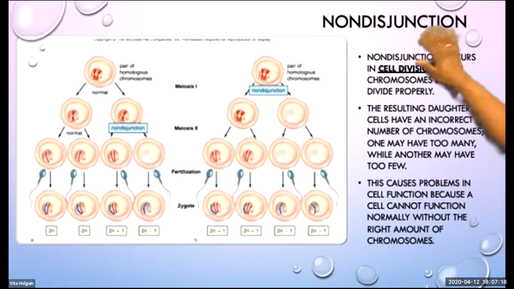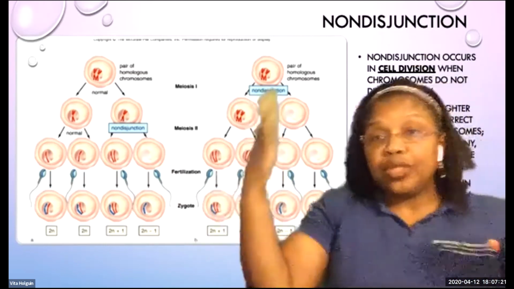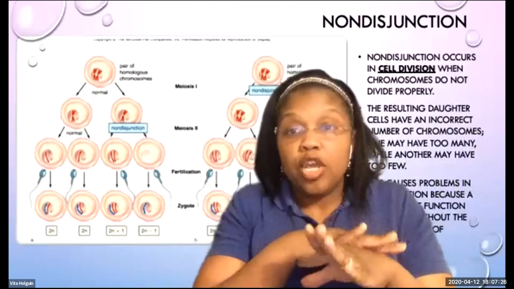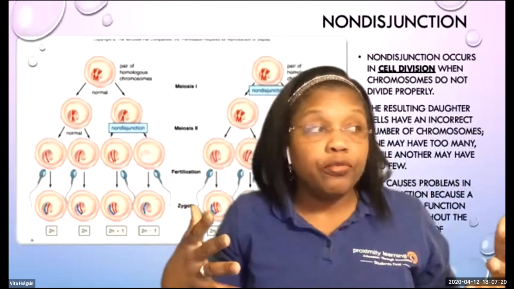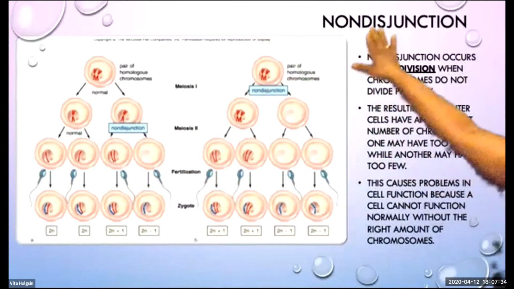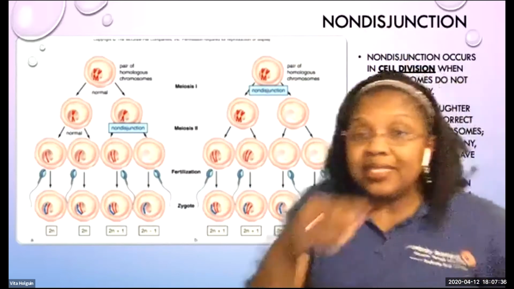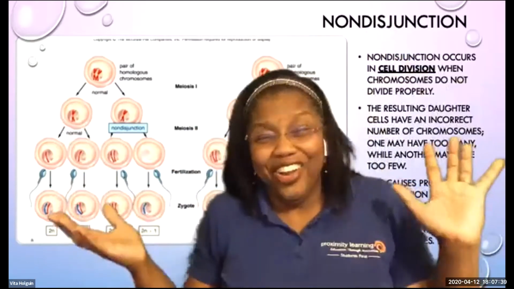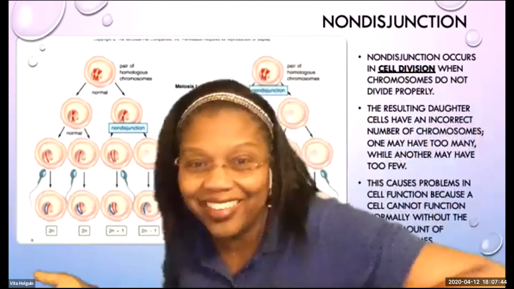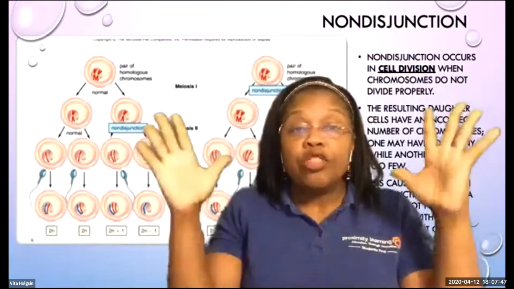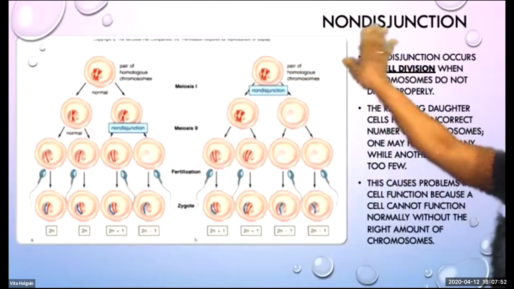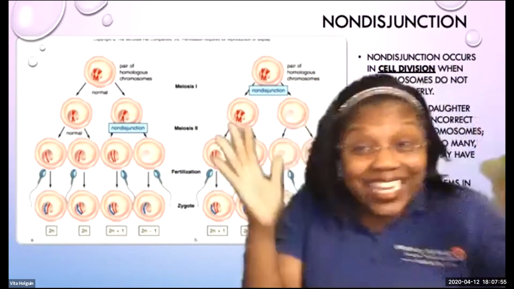If you think about the word junction, junction is where two things meet, so two things come together. Like the junction of two roads is where they cross. Disjunction means that they don't come together. Disjunction is the opposite of junction, so they're not staying together, they're going to separate. Non-disjunction means that they didn't separate.